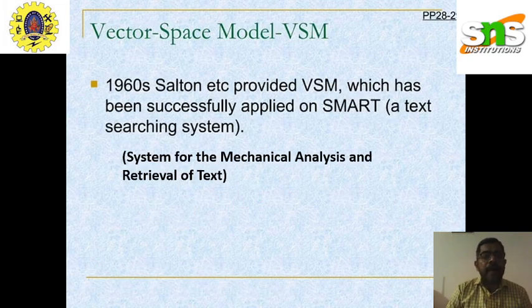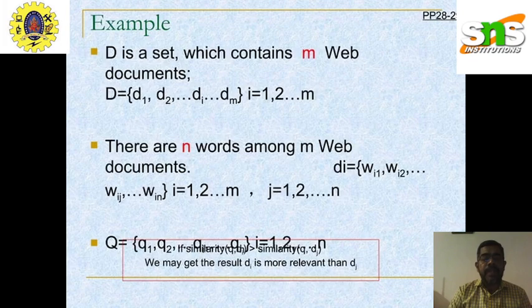The next one we have to discuss is the vector space model. This vector space model was provided by Salton in the year 1960, and it was applied in SMART. The expansion of SMART is a system for the mechanical analysis and retrieval of text. We have to analyze the system of text or documents that have been stored, and then retrieve the text. This is the concept of SMART.